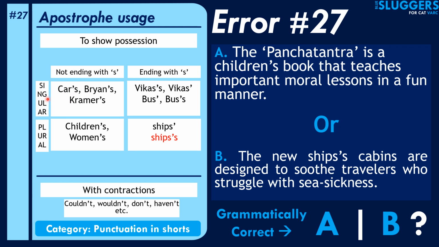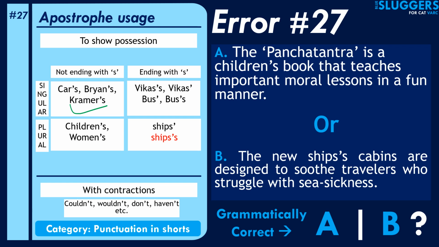So the first case is where you have the singular noun which does not end with s, like nouns like car, Brian, Kramer, chair, table, whatever. In all of these cases, the format in which the apostrophe is used is that you put the apostrophe there and then you have the s. So that's how you show the possessive form of that noun. Okay, so this is done. The first one, I'll just make a small tick here. Coming to the next one.